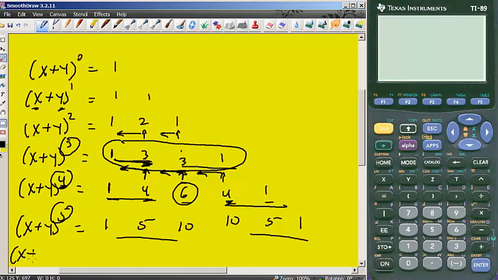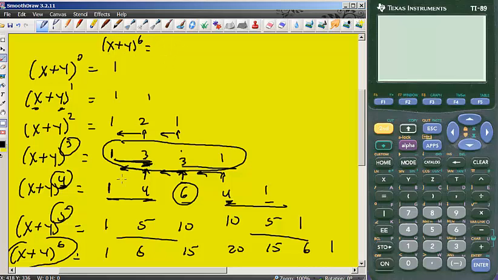How about x plus y to the 6th power? Well, it'll be 1, 6, and then the next one's going to be 15, and then 20, and then 15, and then 6, and 1. Okay, how are these numbers going to help me? Well, if I want to raise x plus y to the 6th power, and let's do that, it's not that hard. X plus y to the 6th power.